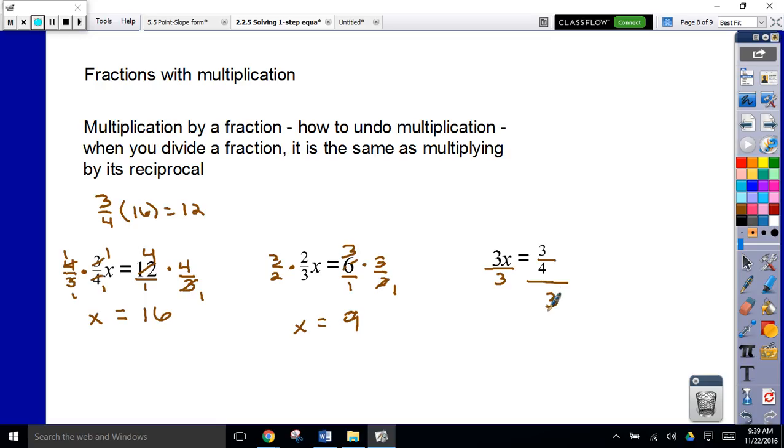Yes. For a second. Yes. Moving on. So we are dividing 3/4. Come back to me.